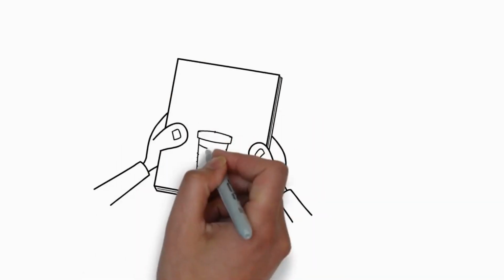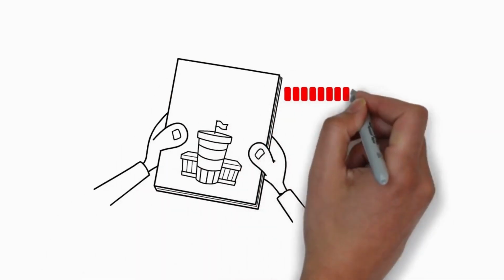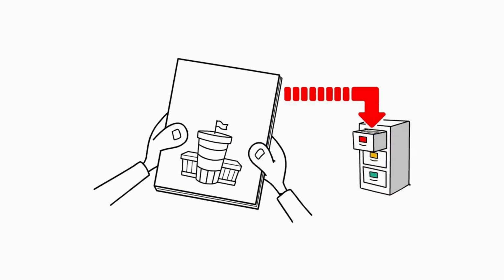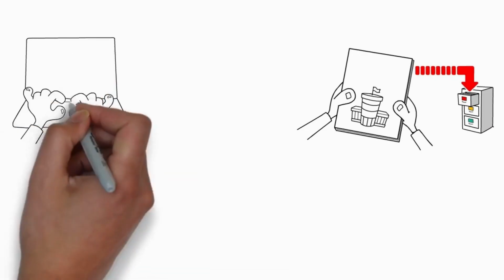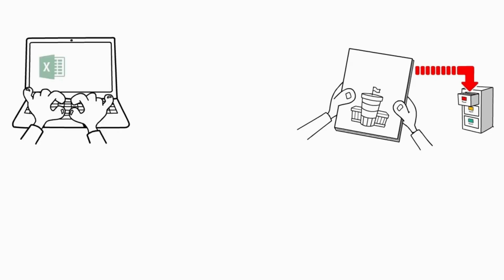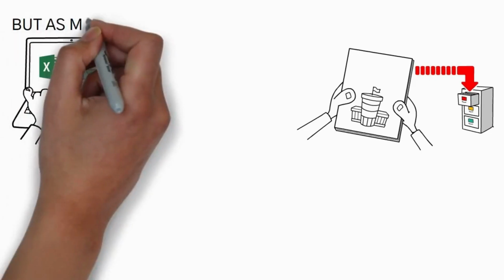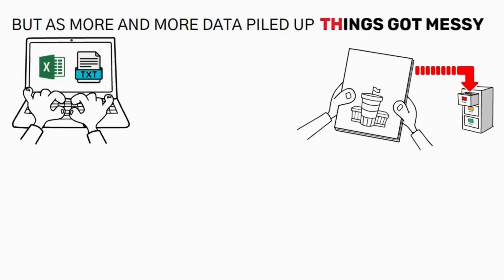Once upon a time, before computers, people stored important information in file cabinets filled with paper files. As technology advanced, they began using computer systems to store data in files like Excel and text documents. But as more and more data piled up, things got messy.